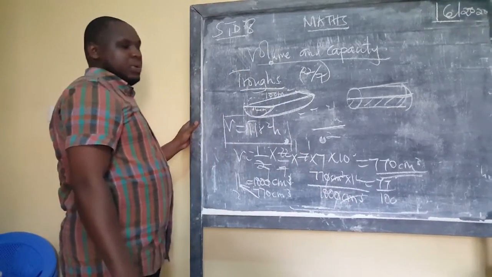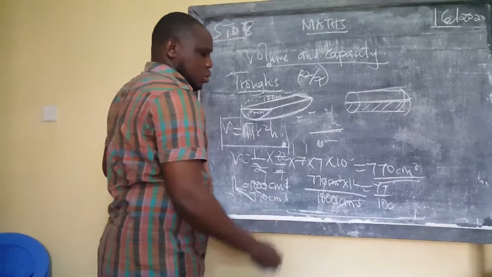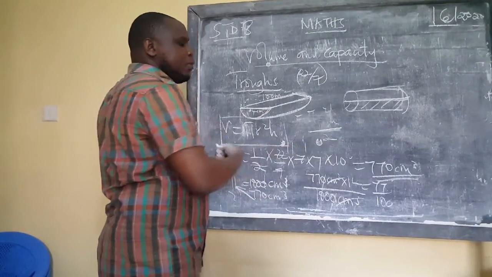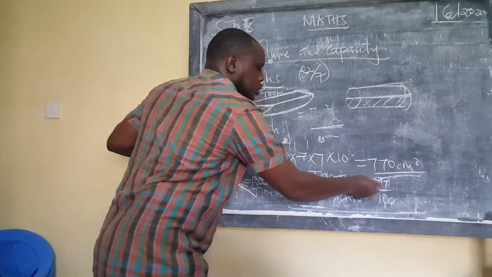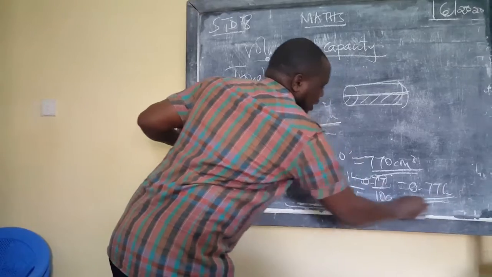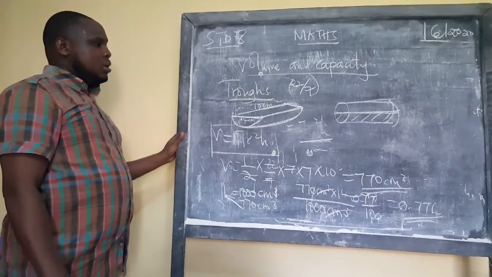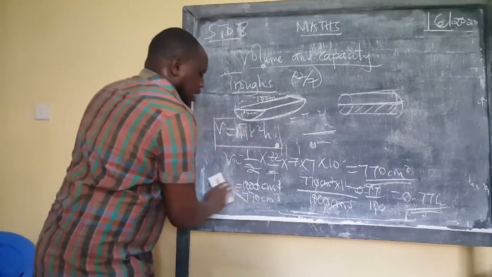Remember what we said when you are dividing with zeros? The decimal point of our number is at the far end. So when you are dividing, the decimal point moves backwards. So it's going to move backwards 2 times. 1, 2. So it becomes 0.77 liters, if you are to write it in liters. So that is one. I want to give you another one.